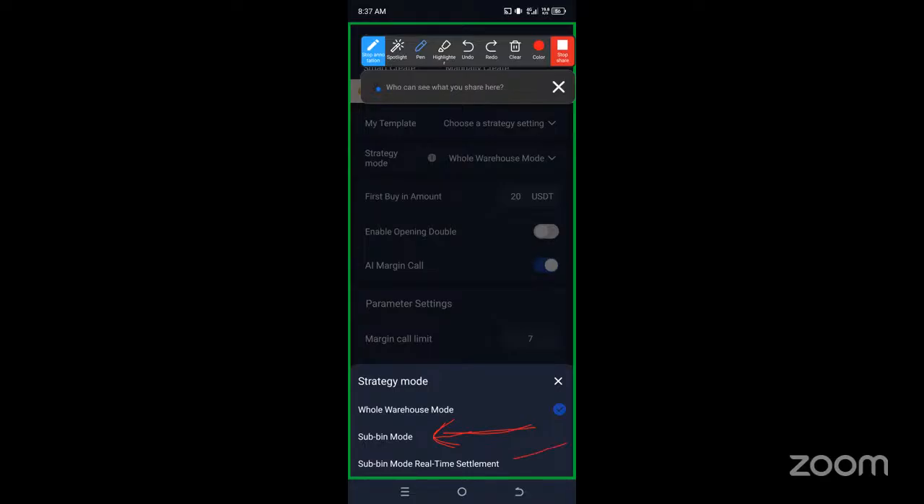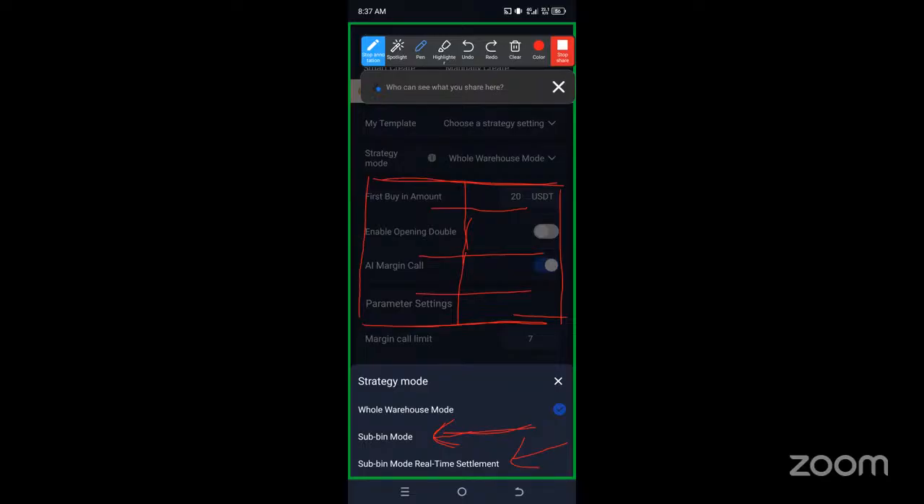Then when you use sub-bin mode real-time settlement, a robot can buy separately, but when it goes beyond 4 margin calls, I can show it. The first buying amount is the entry point, but when market comes down, it buys first margin call. When market goes, it buys the second margin call, the third margin call, and the fourth margin call. When it reaches here, this is for martingale, it will sell all of them at the same time.